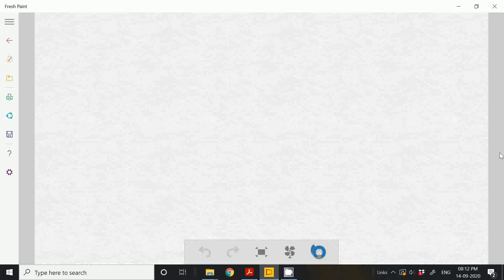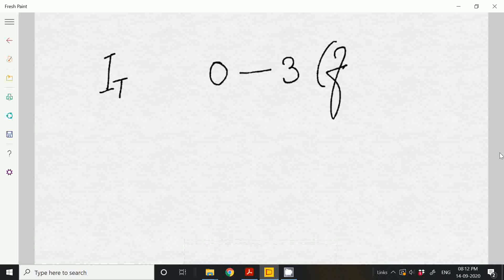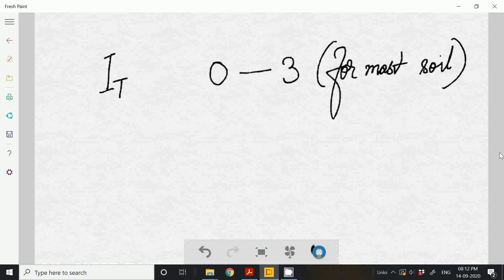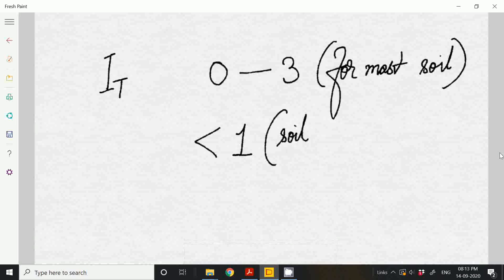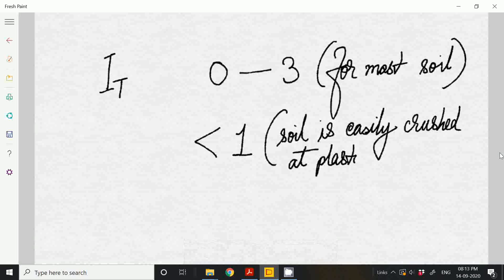Now, if we look into the ranges, this generally varies from 0 to 3 for most soils. And if sometimes it is less than 1, then we can say that the soil is easily crushed at plastic limit. That we can easily crush the soil at plastic limit. So that is the basic idea. I hope you have understood about the toughness index.